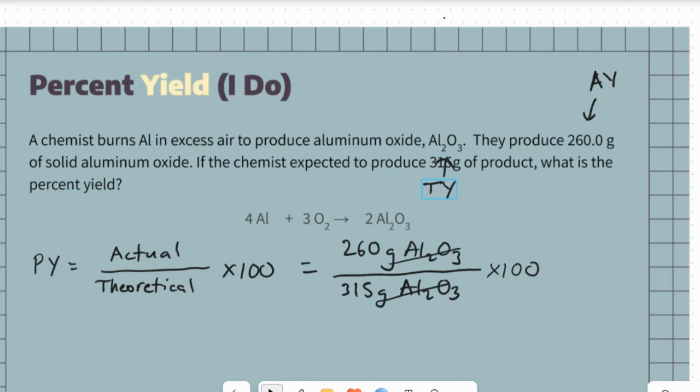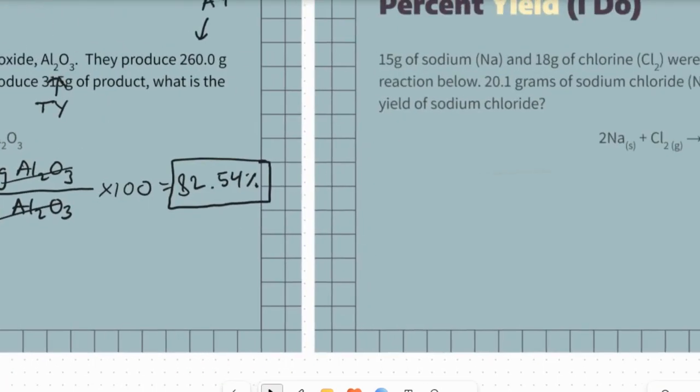So if we plug this into a calculator, we'll just pull one up real quick. It'll be 260 divided by 315 times 100. Our percent yield is 82.54%. And for strictly percent yield, it really is just that simple. However, we can actually get questions that are a bit longer than this. So let's look at another one.